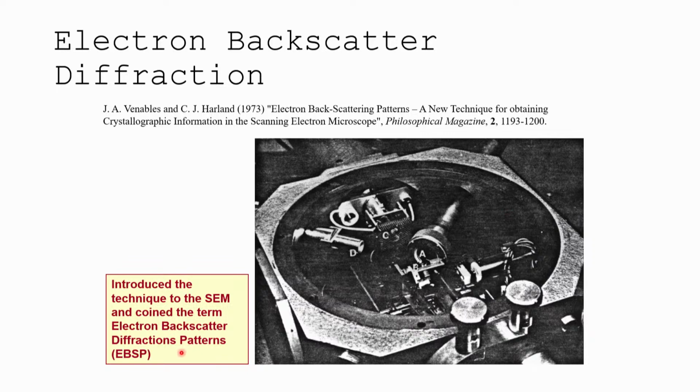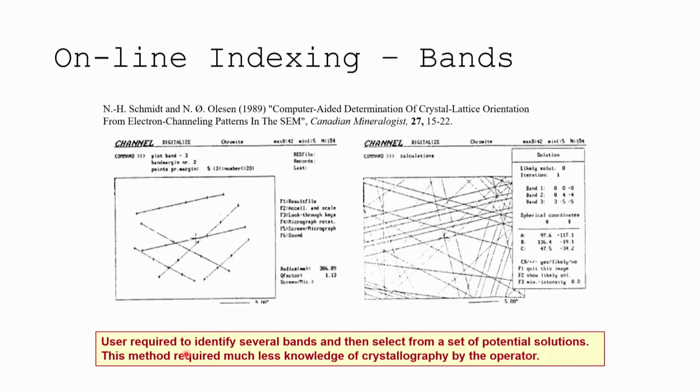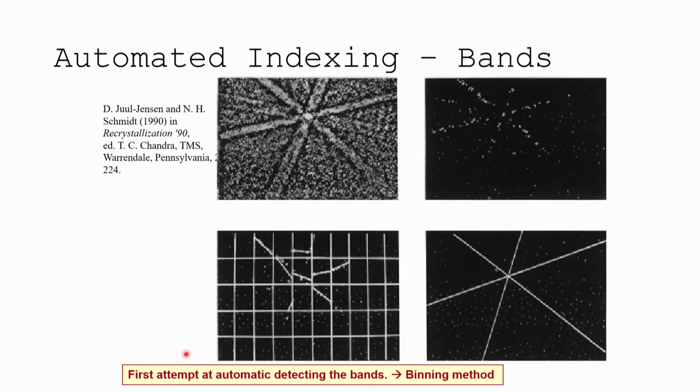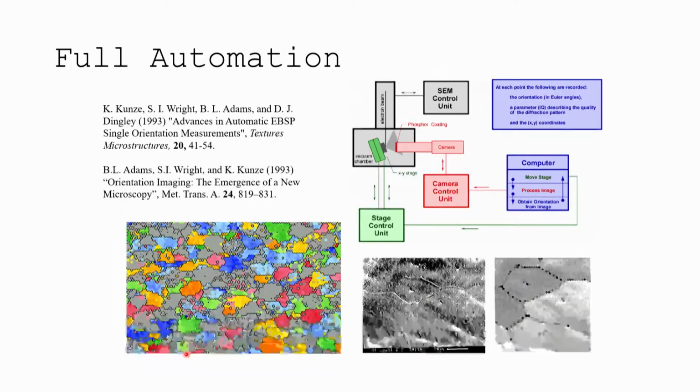Venables and Harland in the 70s were the first to use the term electron backscatter diffraction patterns. There are a lot of people who have considered whether we should call them backscatter Kikuchi patterns, BKD, backscatter Kikuchi diffraction. So many folks, when we first started doing EBSD, would call it BKD instead of EBSD. Online indexing, David Dingley did that, with the bands. Niels Schmidt in Denmark, Juul Jensen and Niels again, did the automated indexing using the Hough transform, with Krieger Lassen, his paper there.